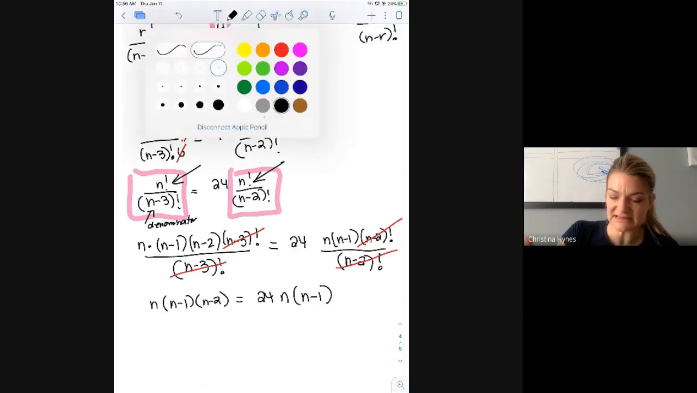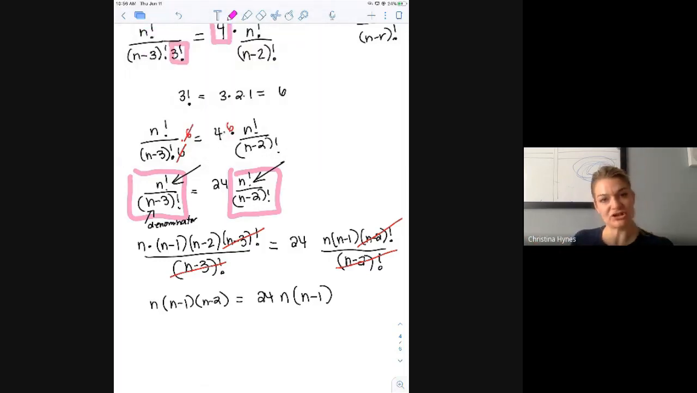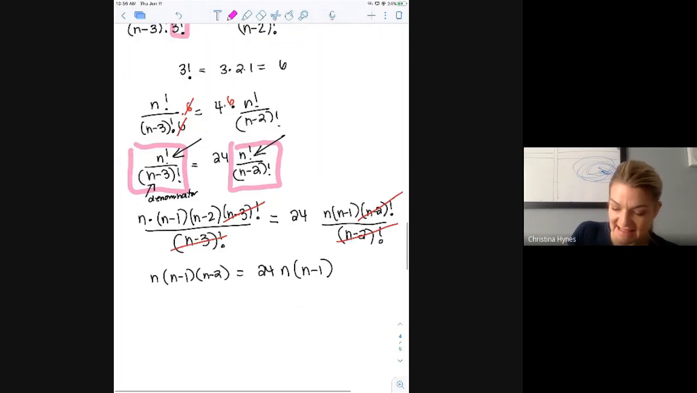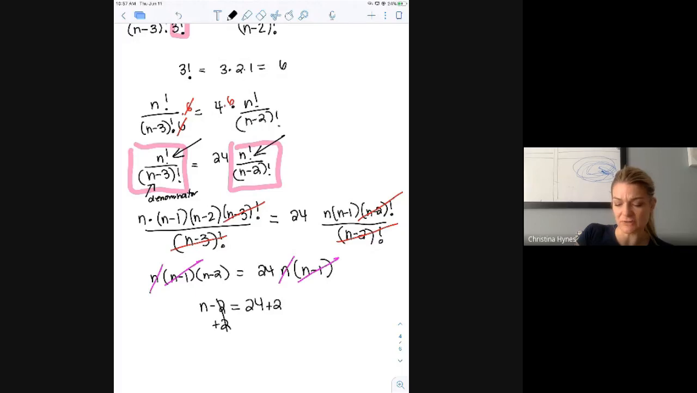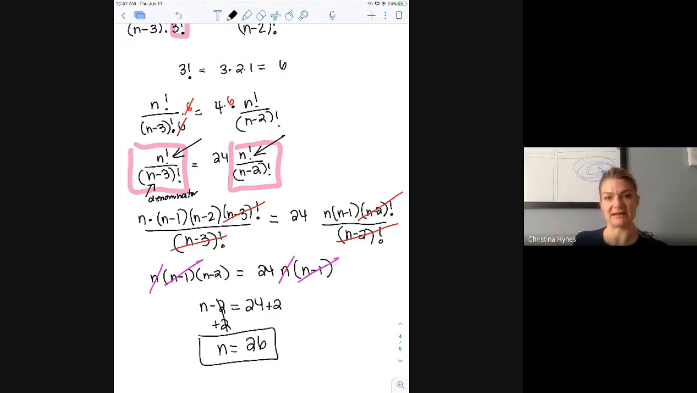What's nice about this is if you see the exact same factors on both sides of the equal sign, they cancel each other off. For example, n and n cross each other off, n minus 1 crosses itself off. So what you're left with is n minus 2 equals 24. Now all you have to do is add 2 to solve for n. n is equal to 26. So that would be my final answer.